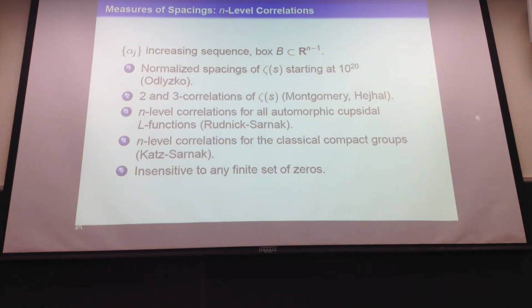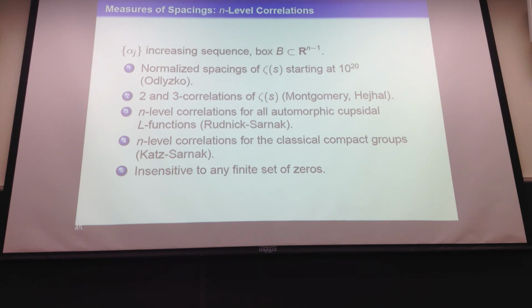And so here's a couple of the results. The first is that the normalized spacings of the zeta function look like the spacings between eigenvalues of GUE matrices, complex Hermitian matrices. Montgomery proved that the 2-level correlations of the zeta function agree with complex Hermitian matrices. Hejhal proved the 3-level agree. Right at the same time as Hejhal was doing this, Rudnick and Sarnak proved not only the 3-level, but the n-level agree, and not just for the Riemann zeta function, but for all cuspidal automorphic L-functions.